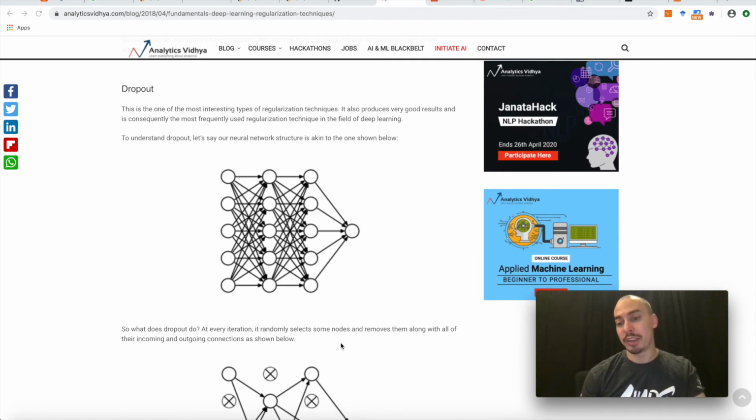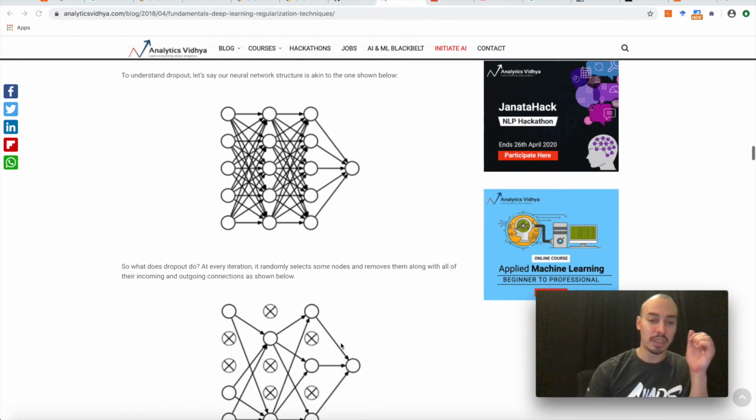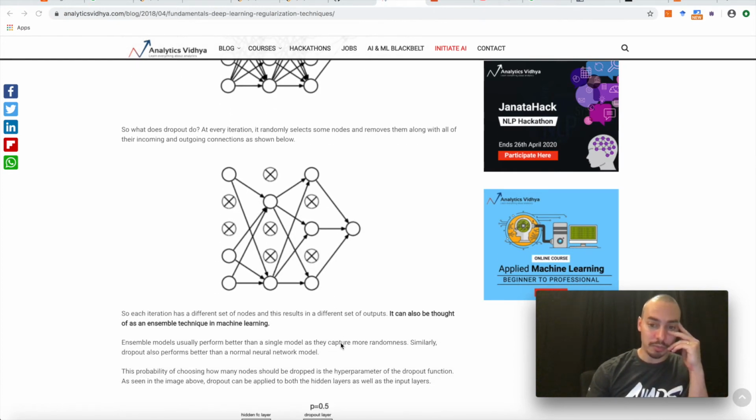Or if you are into 3D modeling, you have a mesh and then you remove a vertex from that mesh, you will also have to remove all the faces and all the adjacent edges to it. So that's kind of the analogy here. And they do that randomly. They say it can basically be thought of as an ensemble technique in machine learning. And ensembles usually perform better than a single model as they capture more randomness, they say.